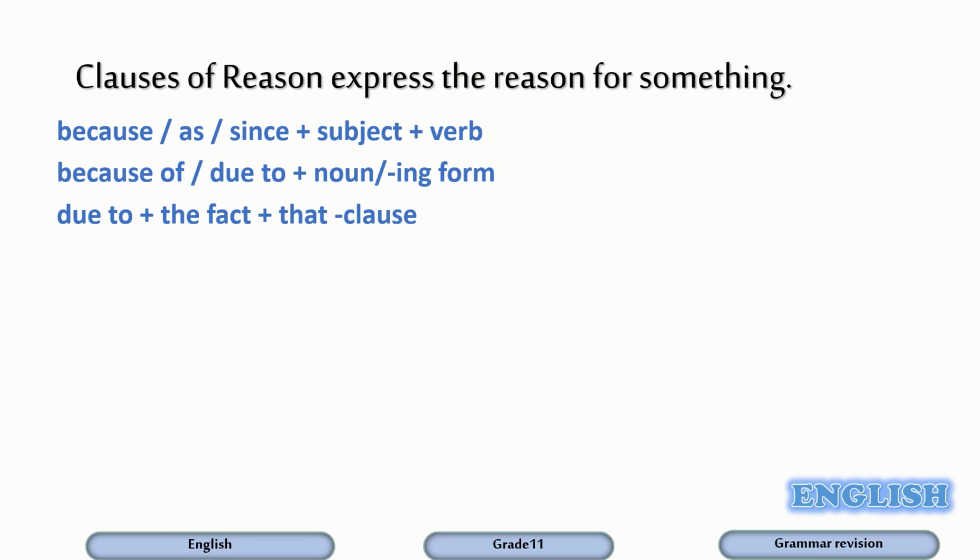Now we are done with the tenses. Let's revise the clauses of reason. So the clauses of reason, as you can see, this rule is taken from the grammar reference. Please don't forget to refer to the grammar reference. So it's to express the reason for something, and we have because, as, since, or because of, due to, but don't forget that the structure is different. So after because, as, since, we use subject plus verb, because of or due to plus a noun, ing, due to the fact that plus a clause.